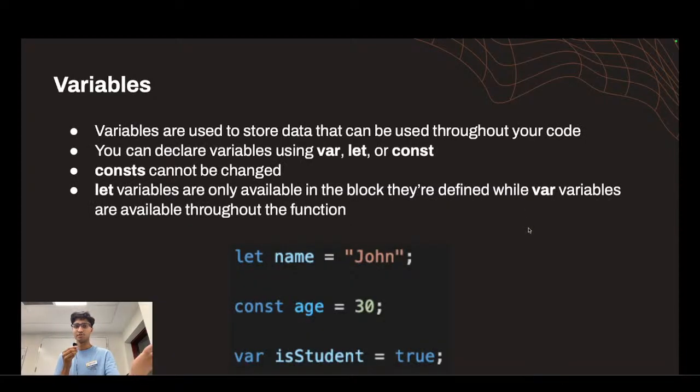So variables, I'm assuming most of you have learned at least one programming language, but variables in the context of JavaScript are again mainly used to store data. There are three main types of variables: var, let, and const. Const is basically constants, so you cannot change them. Let variables are only available in the block of the frame, while var variables are able to track the whole function. So the main difference between let and var is just scope.